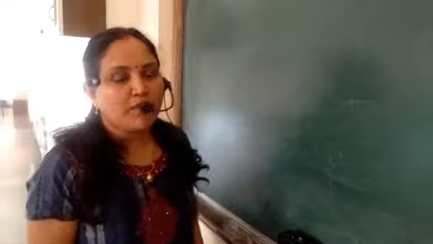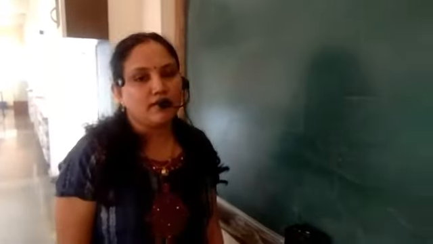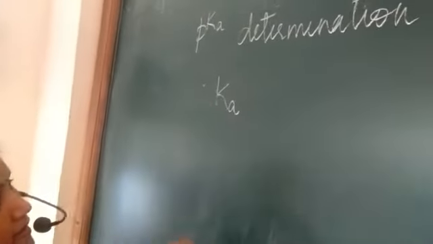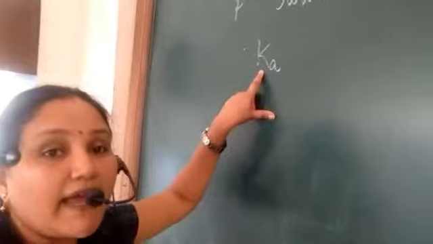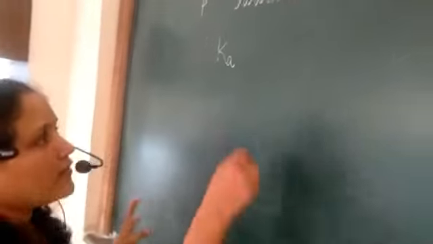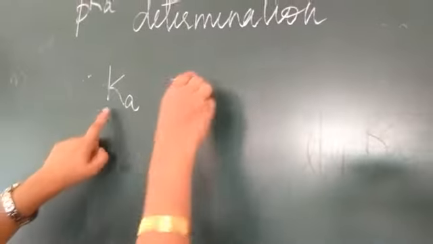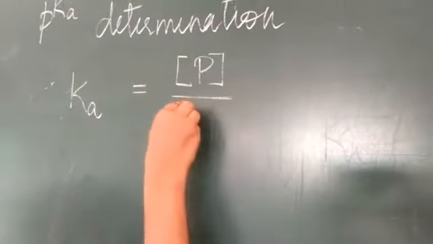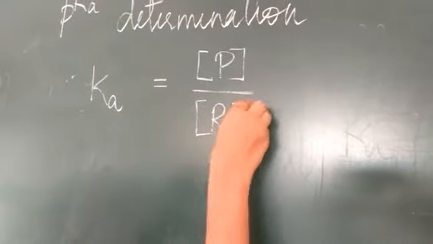Good morning. Today I am discussing one more experiment, that is pKa determination. pKa determination involves finding out the dissociation constant. Dissociation constant is denoted as Ka, where dissociation means the extent of dissociation, the extent of breaking. So when you write a chemical reaction, the dissociation constant is given by the concentration of the product by the concentration of the reactant.